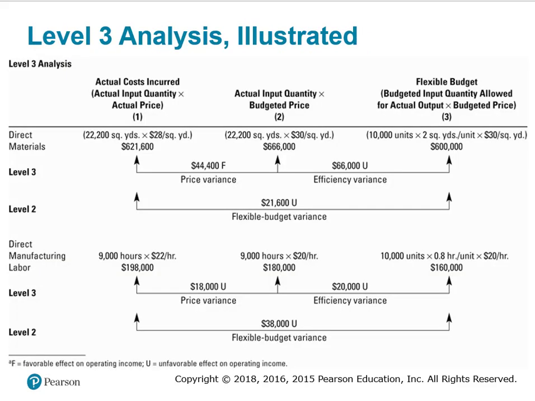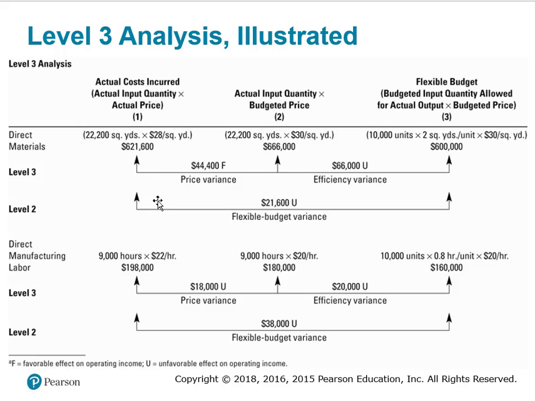Level 3 analysis looks at the flexible budget variance, the difference between flexible budget and actual results, and explains it in more detail. So we're taking that one column and opening it up some more. We know, for example, from level 2 analysis that this web company, that's the company in the textbook, had an unfavorable direct material variance of 21.6. Here it is right here. That means we spent 21.6 more for the materials than we should have.